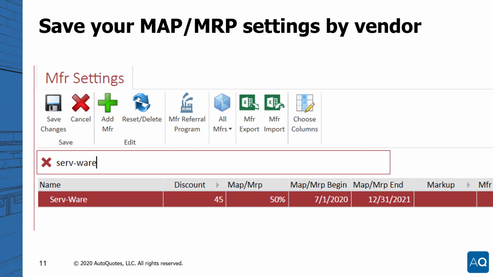So what we've done is give you the options now to go in and enter your MAP MRP pricing as a percentage per manufacturer in the manufacturer settings. You can also automate dates on which your MAP pricing will begin and end automatically.